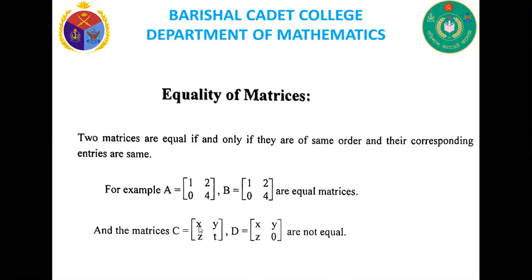But here you see the first row, first entry is X. Here is also X. First row, second entry is Y. Here is also Y. Second row, first entry is Z, here is also Z. But here the second row, second entry is T, and here it is 0. So these two are not equal.